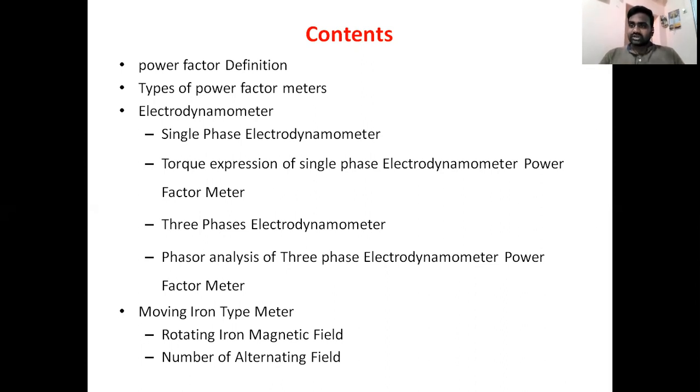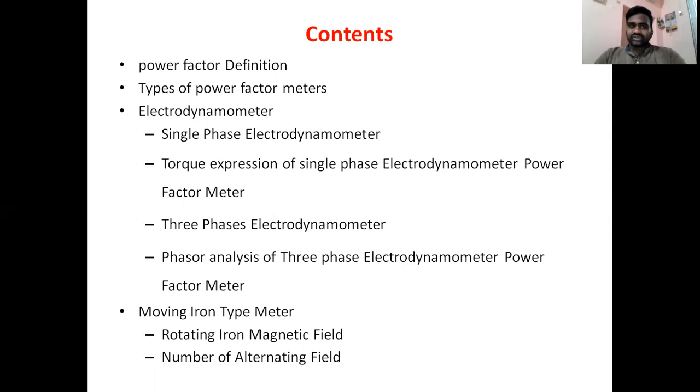Phasor analysis is nothing but a theoretical analysis, but in that we will discuss what is the relation between voltage and current, what is the behavior of power. That entire thing we will discuss in a phasor analysis. And next, if time permits, today we will start moving iron type power factor meters. If there is no time, we will continue in further classes. I think this content of power factor meters is quite lengthy. This will take nearly 2 to 3 classes. This is a continuous session. That means we will discuss around 2 to 3 classes only related to power factor meters.